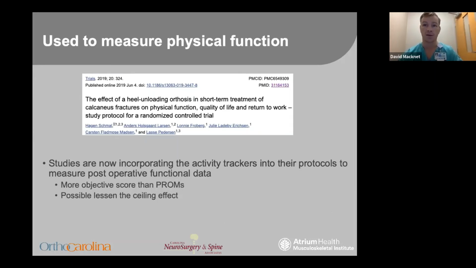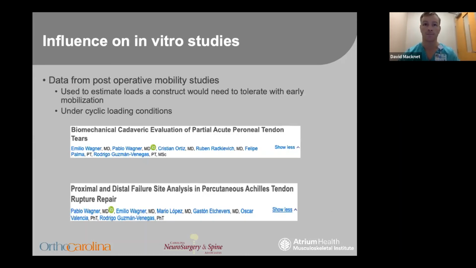Studies have used activity trackers and their protocols to measure postoperative functional data, and are finding the data to be more objective and reliable than patient-reported outcome measures. Similar to computer-adapted testing, there may also be less of a ceiling effect. In vitro studies are using postoperative mobility data to estimate loads that a construct would need to tolerate with early mobilization and can apply this to their cyclic loading conditions.